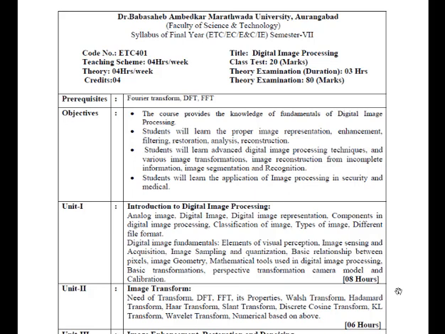Welcome to today's session. Let's discuss the syllabus of the subject digital image processing. For this subject, you will require some basic concepts of Fourier transform, then DFT, FFT. These concepts we have already studied in signals and systems and engineering mathematics. So DIP, digital image processing.